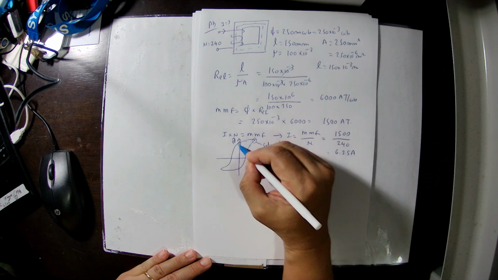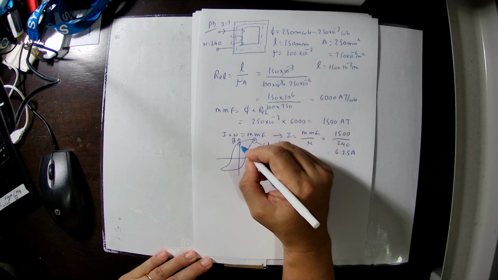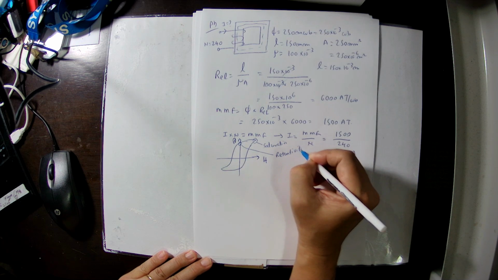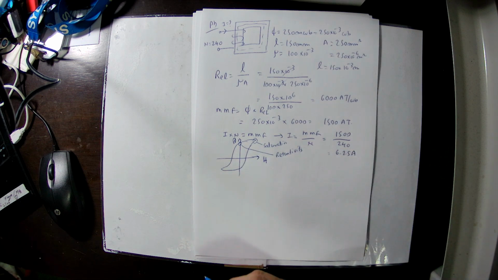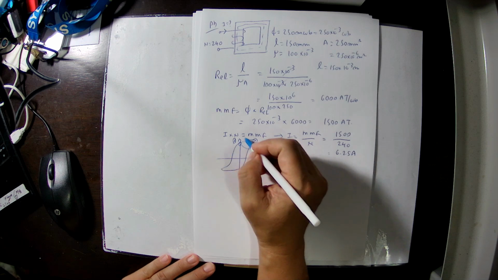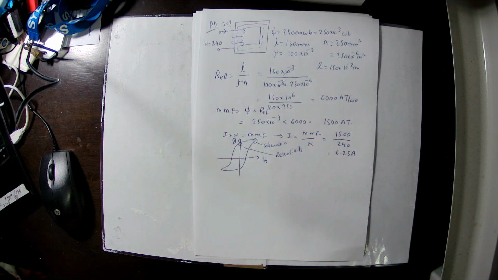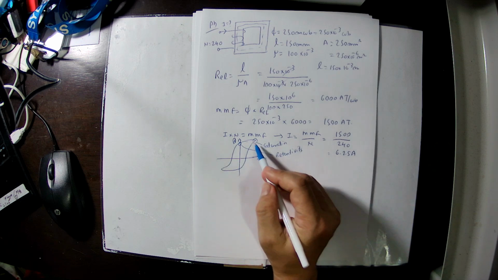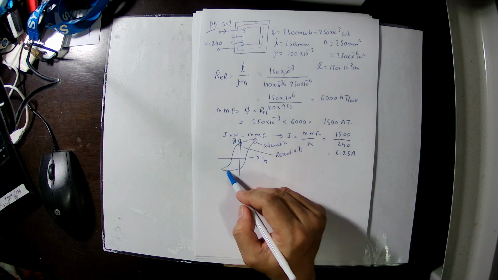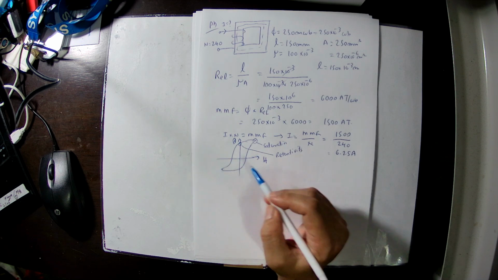So this one is retentivity. When you remove the magnetizing force, the magnetic flux density still remains. So this will be the residual magnetism. If you go the opposite way, the flux density also goes down this way. This is the saturation point in the opposite direction.